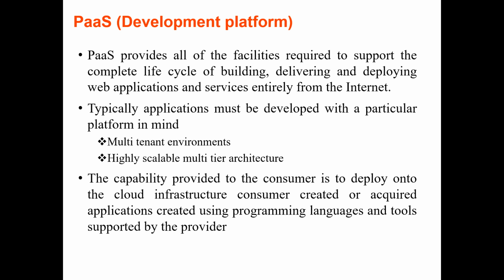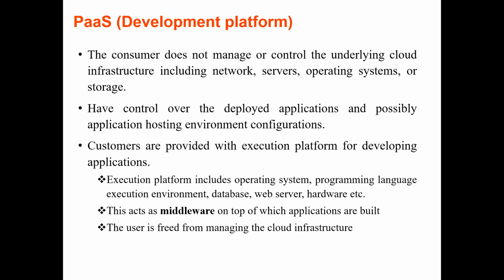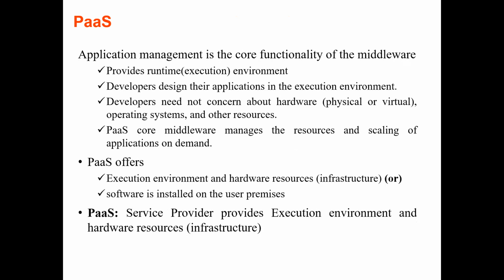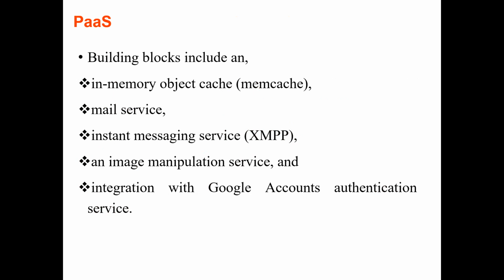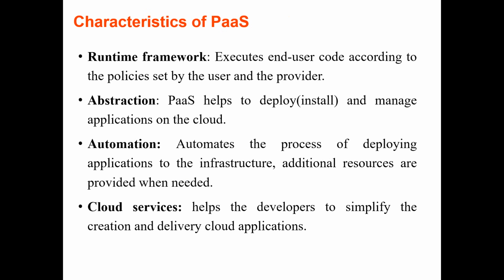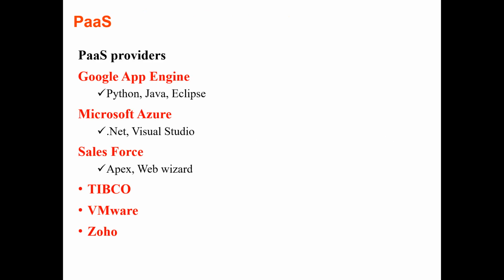Imagine you're going to cook. Instead of buying vegetables, utensils, gas, and stove, you enter a fully equipped kitchen. This is how platform as a service works. The best examples of platform as a service are Google App Engine, Microsoft Azure, Heroku, and Red Hat OpenShift. These are the services of platform as a service.